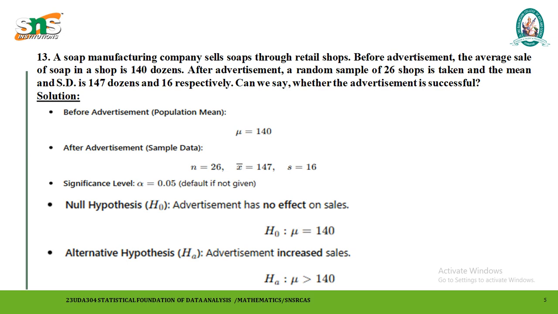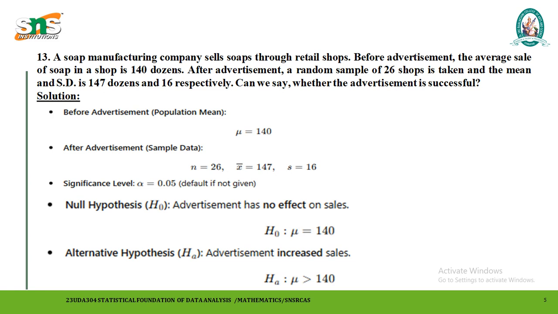So the next problem is: a soap manufacturer company sells soap to retail shops. Before advertisement, the average sale of soap in a shop is 140 dozens. After advertisement, a random sample of 26 shops is taken, and the mean and standard deviation are 147 dozens and 16 respectively. Can we say whether the advertisement is successful?